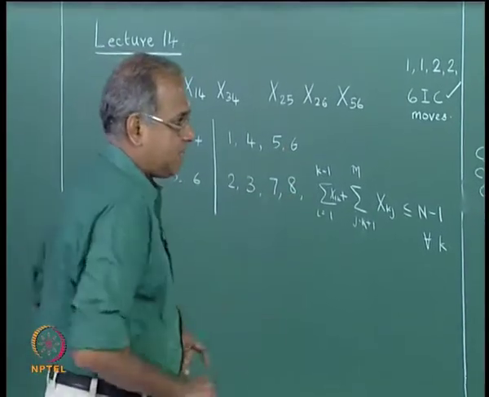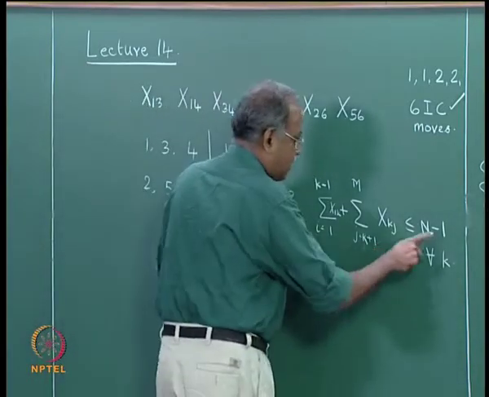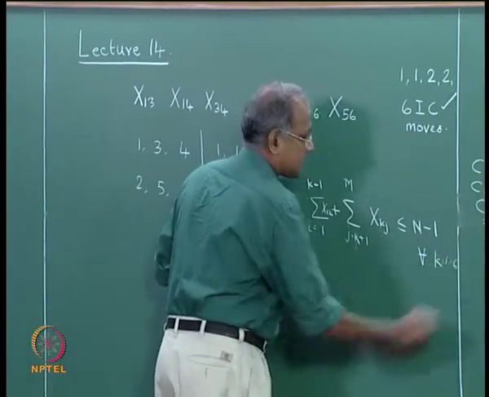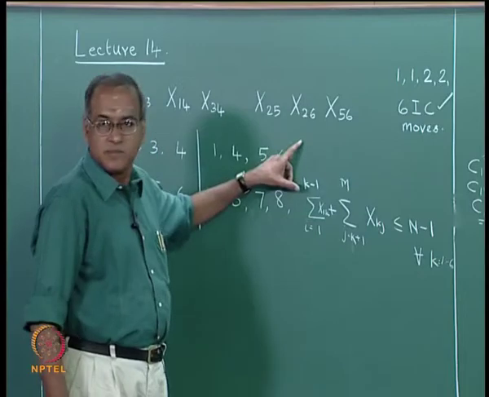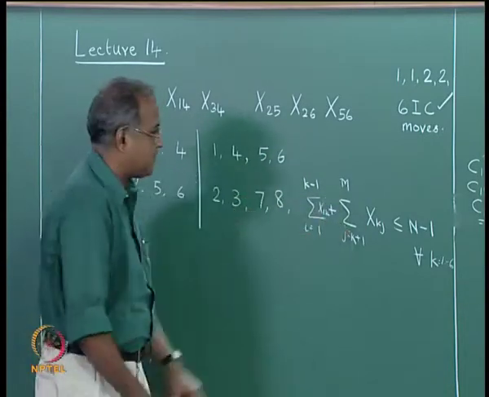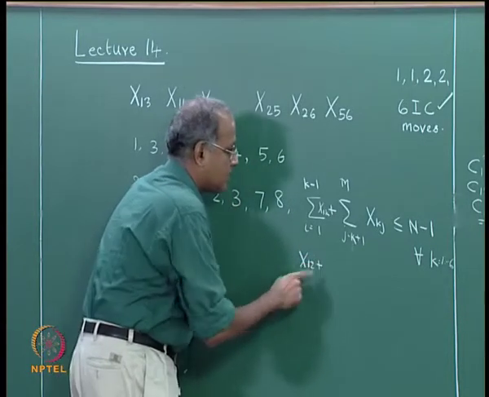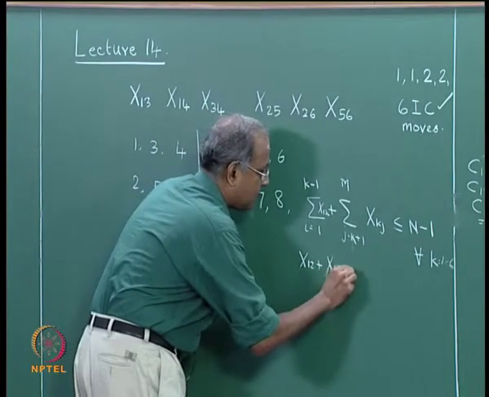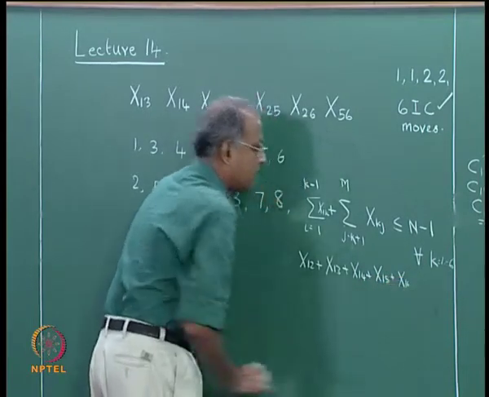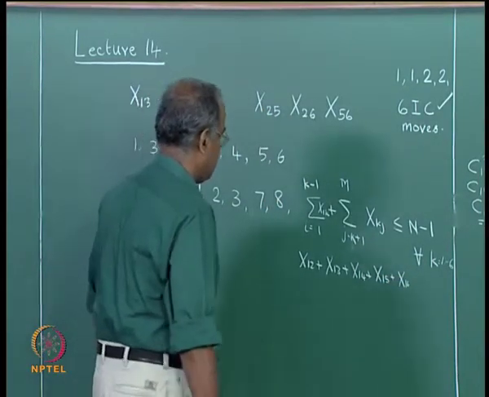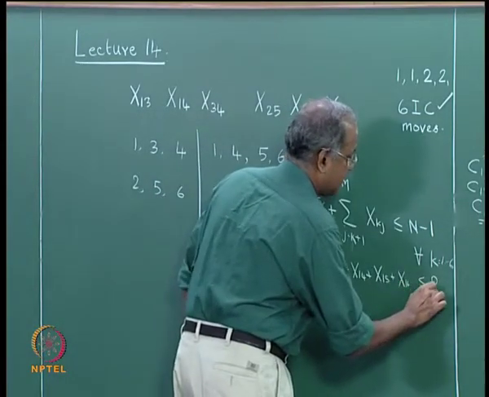So let us take the first constraint and try to explain what actually happens. This is for every k equal to 1 to 6. For k equal to 1, the first term does not exist, so only the second term will exist. For k equal to 1, it will become x12 plus x13 plus x14 plus x15 plus x16 less than or equal to 2.